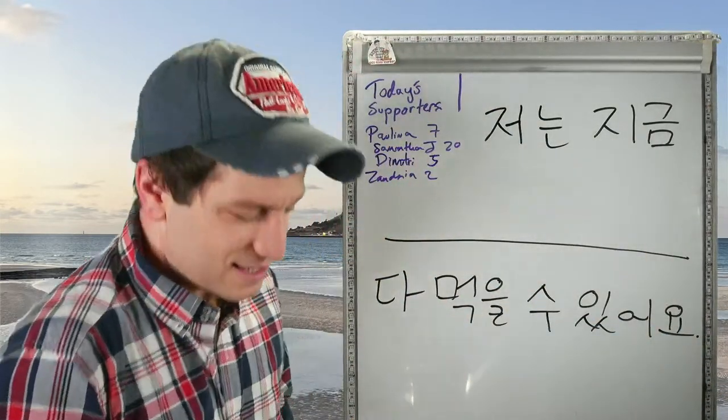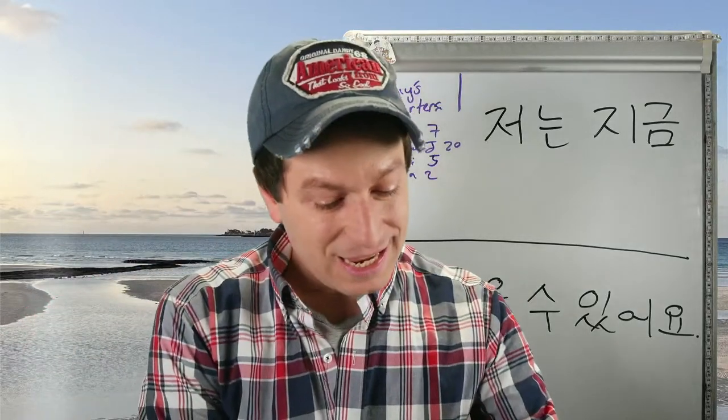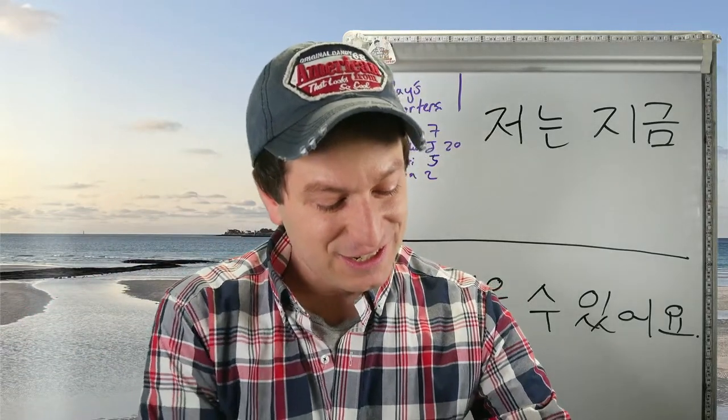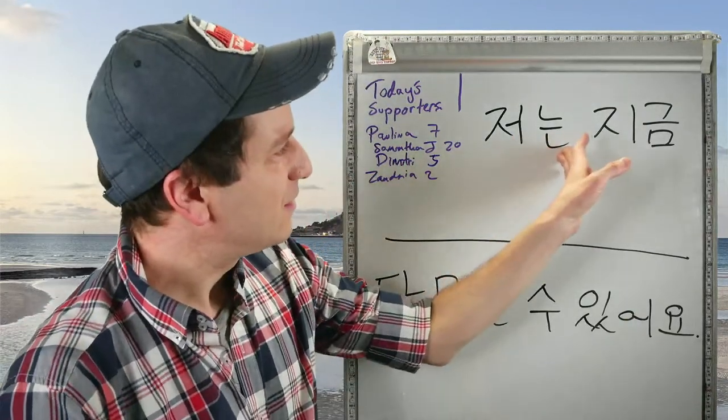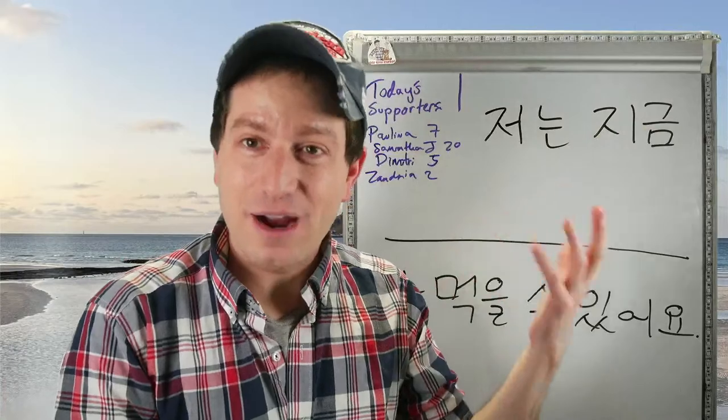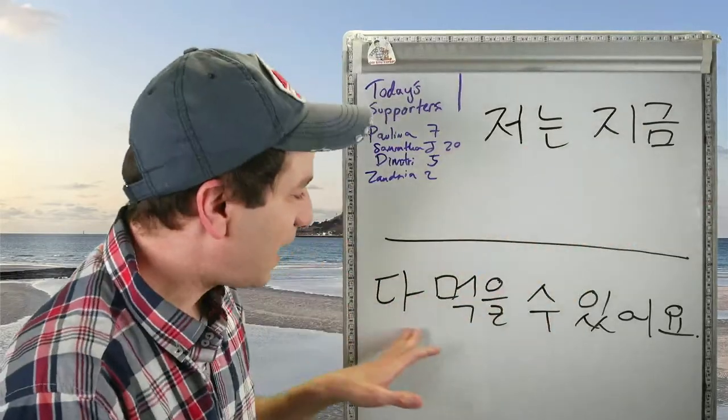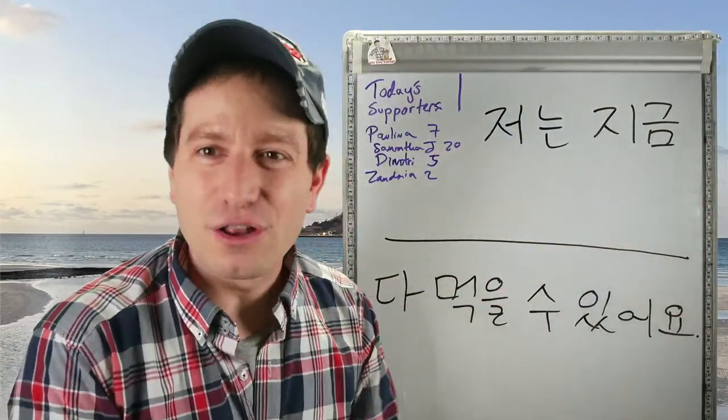This is a long sentence. I want you to write it yourself. I can eat any food right now. So we have 저는 지금 I can eat right. So I right now 다 먹을 수 있어요. I can eat anything. I can eat all of it.